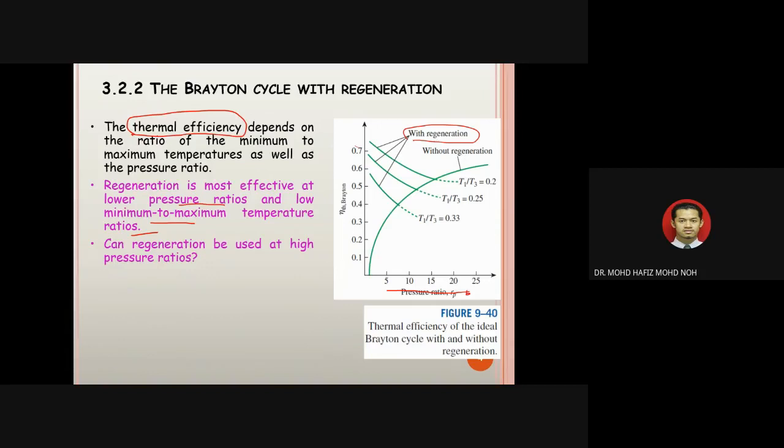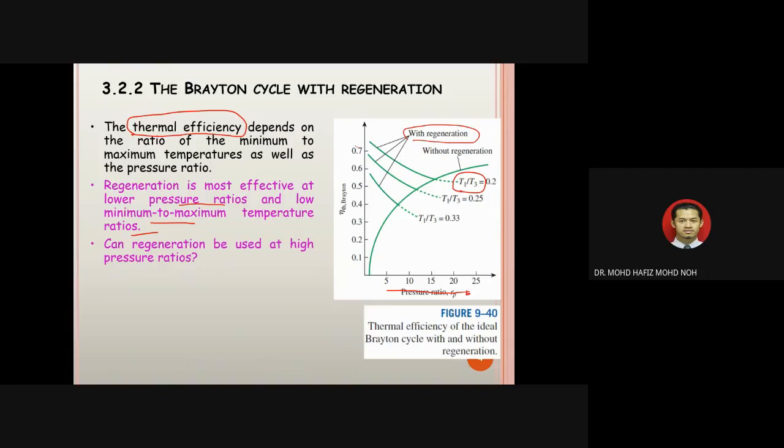You can see it's getting lower, but it depends also on the ratio of the T1 minus T3, which is the maximum and minimum temperature. As you set a very low value of ratio between the T minimum and T maximum, generally you will get the higher thermal efficiency as compared with another design point of T minimum and T maximum.